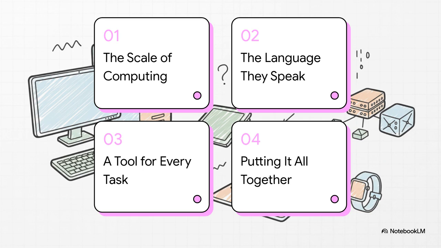So here's how we're going to tackle this. We're going to look at computers from three totally different angles. First up, their sheer scale, from tiny to truly massive. Then we'll get into the nitty-gritty of how they actually handle data. And finally, we'll look at what they were built for in the first place. When we're done, you'll have a complete framework to understand the whole lot.